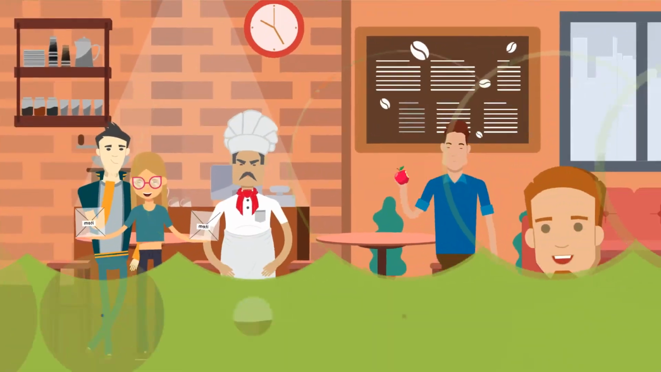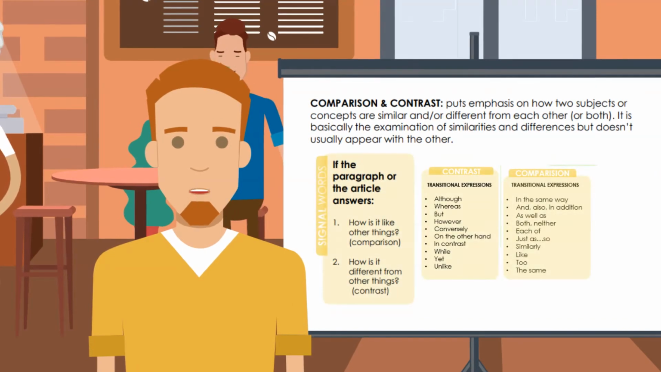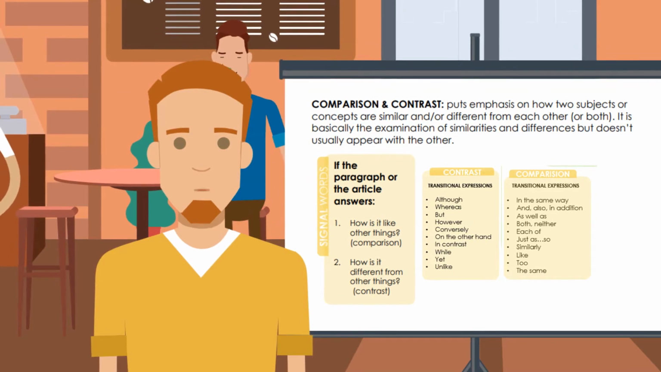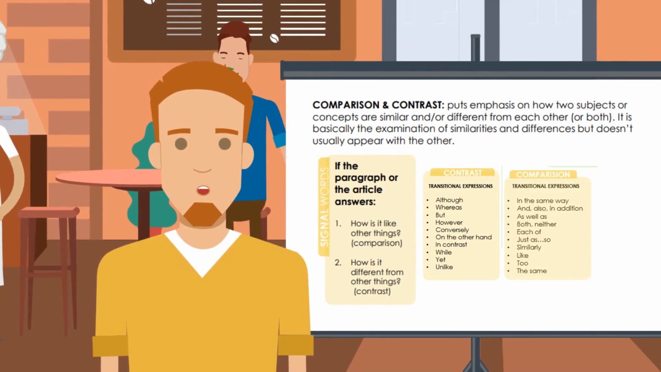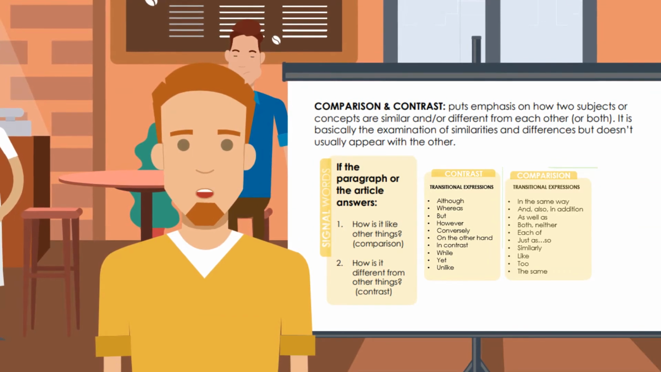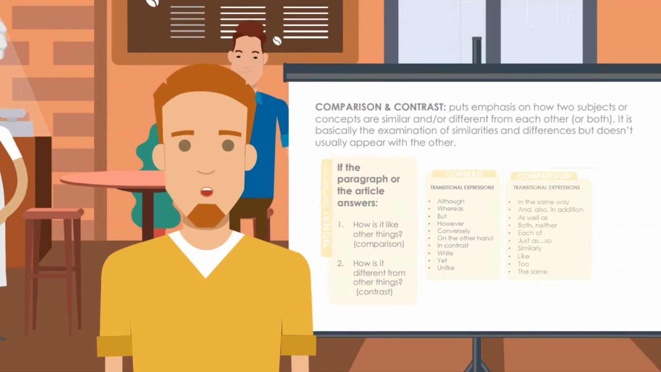Taking a look at comparison and contrast, it puts emphasis on how two subjects or concepts are similar and or different from each other. It is basically the examination of similarities and differences, but doesn't usually appear with the other. The example can be found at the examples page.